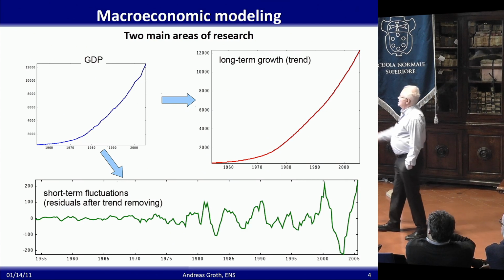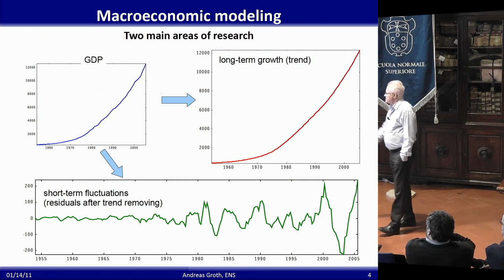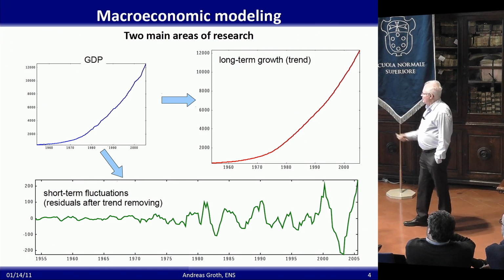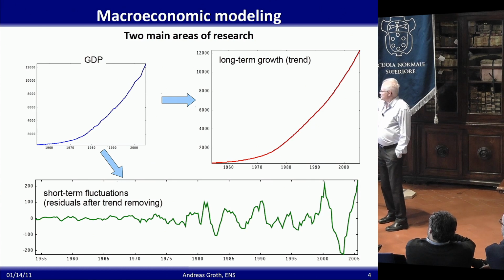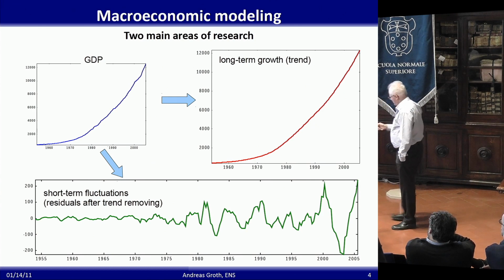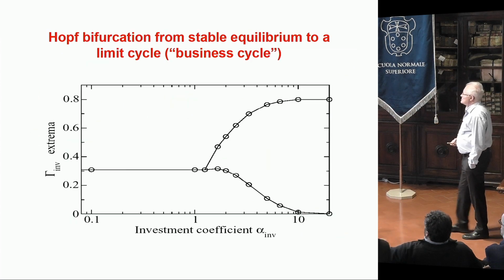Okay, so this now decomposes the GDP exponential growth into the long-term growth, the trend, and these are the short-term fluctuations, the residuals after trend removal. Okay, so you see that because the mean grows exponentially, the variance also increases. So you have to take care of this when you do analysis of these time series.